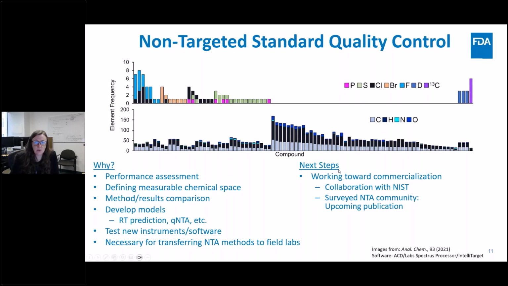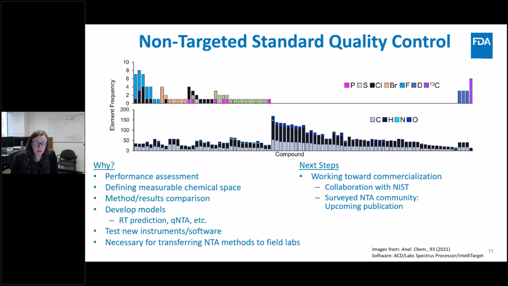So the next steps on this mixture: we're currently working towards commercialization. You can imagine, there's 89 compounds in this mixture and it's kind of a pain to make and takes a lot of time. And we don't have a good stability assessment of it and things like that. So having a commercially available product would be really helpful for the community as well as us. And so we're currently collaborating with NIST to try and make this happen.